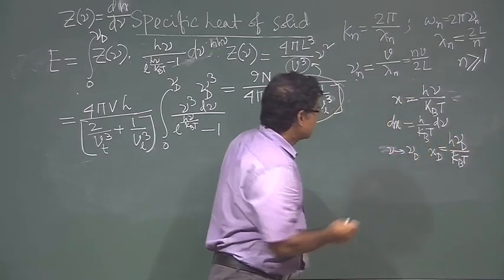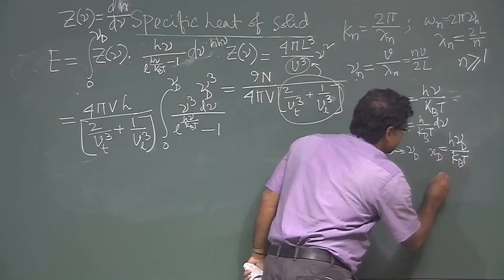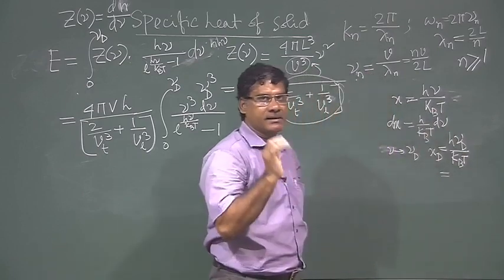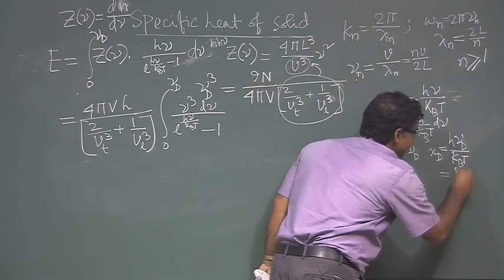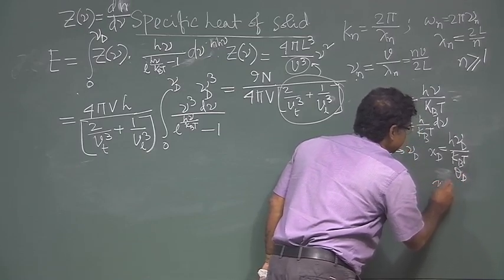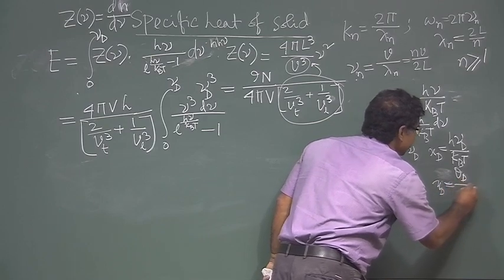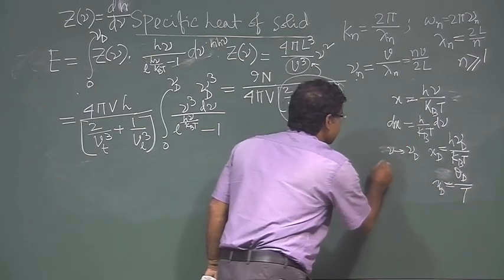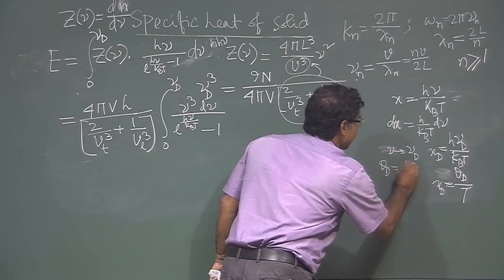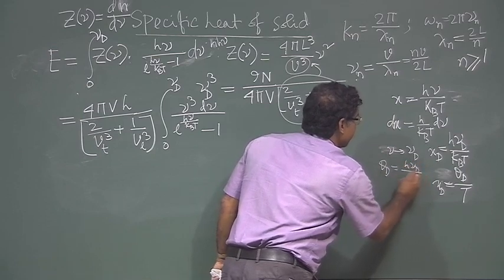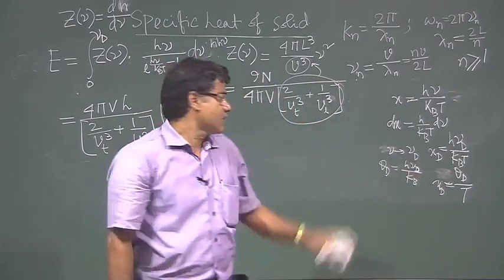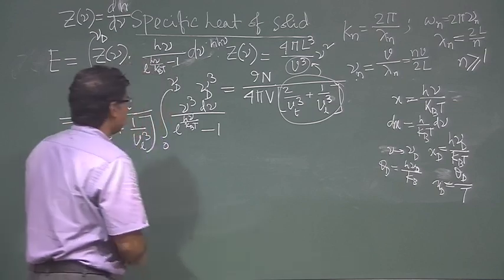Okay. This x d here, if I define that h nu d by kB is theta d, the Debye temperature, then x d equal to theta d by T, where theta d is h nu d by kB. Okay. So, this is now comfortable to us.